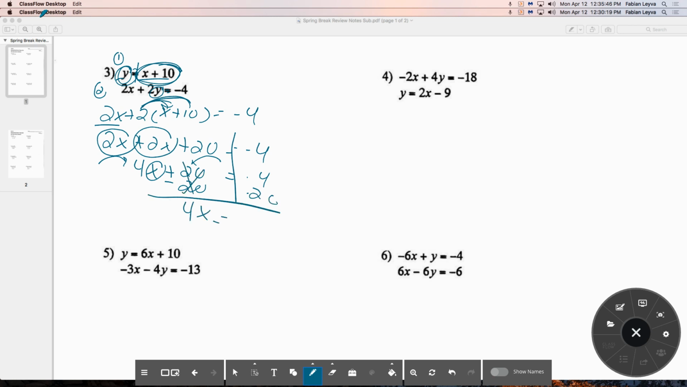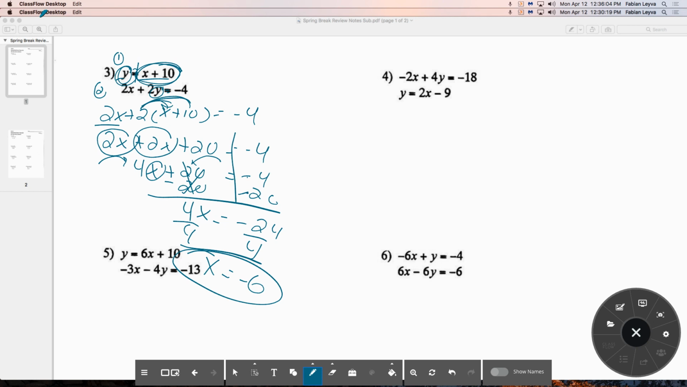4x is equal to a negative 24. Let me make sure to write my negative so that it's not too confusing. And now all you have to do is divide by 4 on both sides, and you finally end up with your solution, which is negative 6. Keep in mind that this is technically half your solution, right? You still have to find your y.